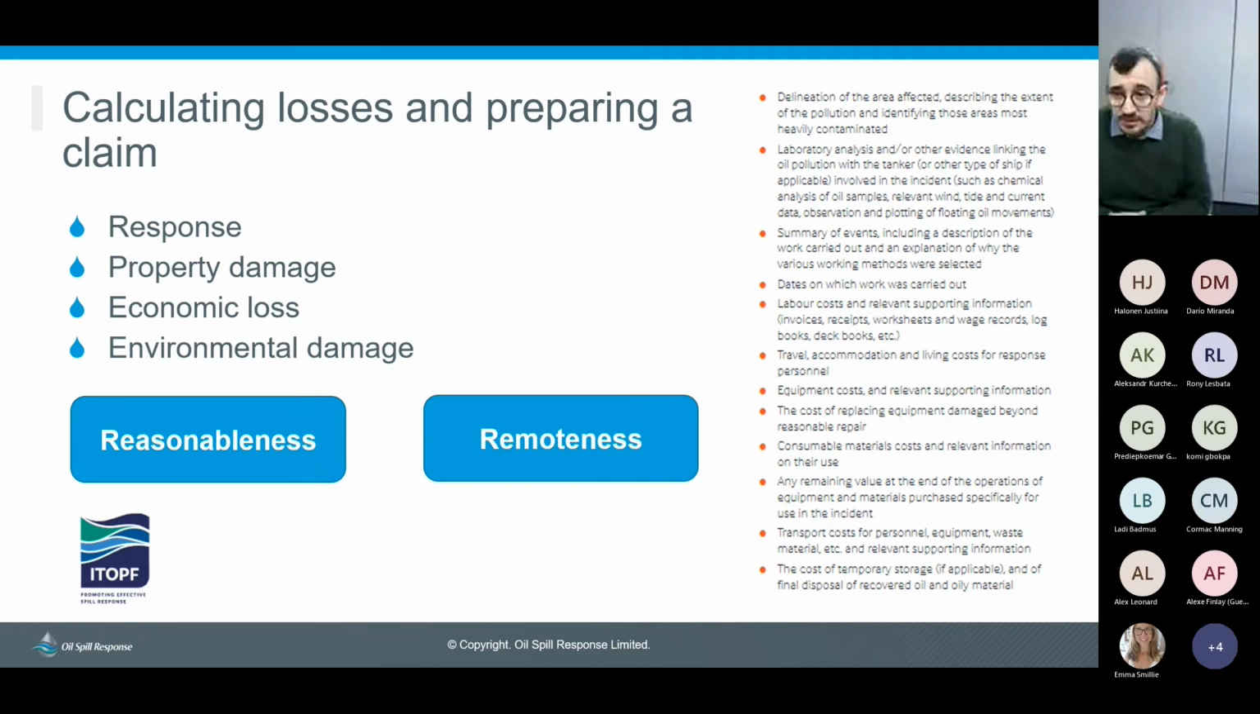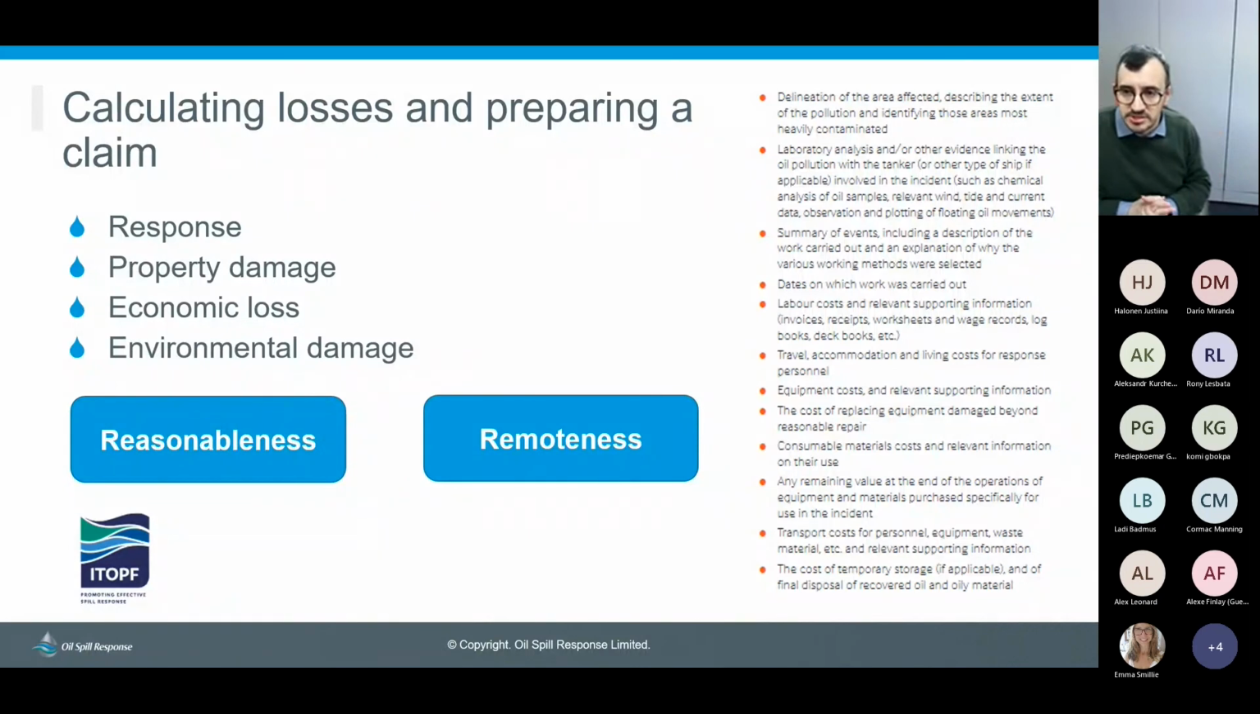Property damage. This includes the cost to clean, repair, or replace oiled property, and that could be physical property in terms of ownership, or property in terms of actual property, hotels, housing, etc.